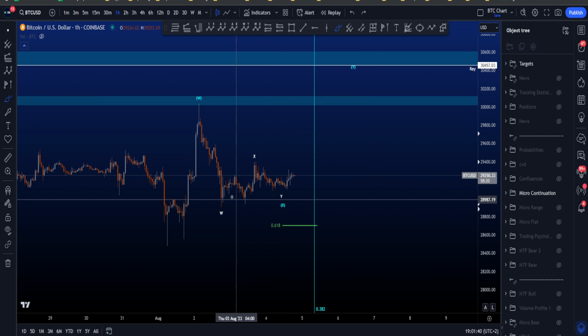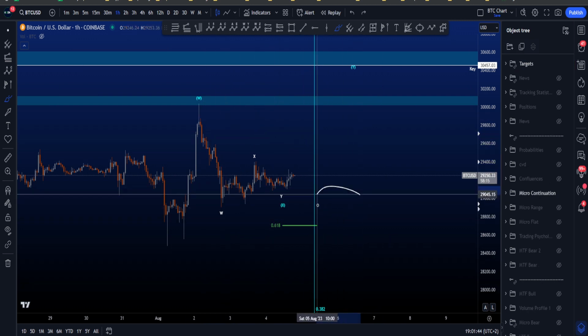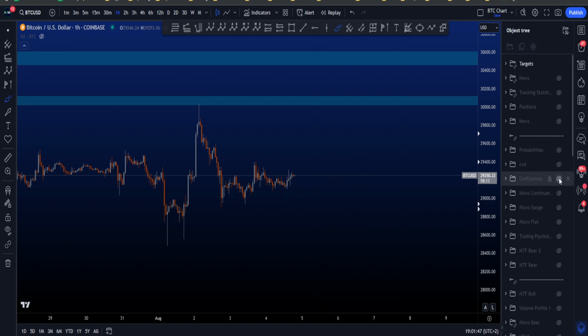So preferably, we're not yet done ranging here, and then wave X is going to be finished after the 0.382. That would be a preference.